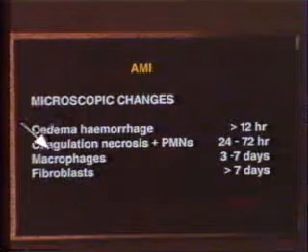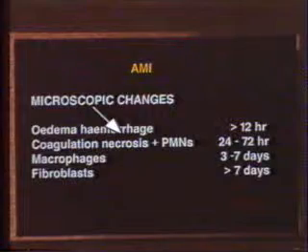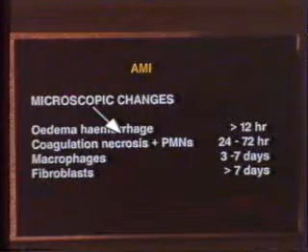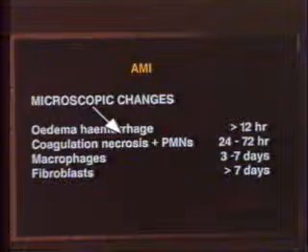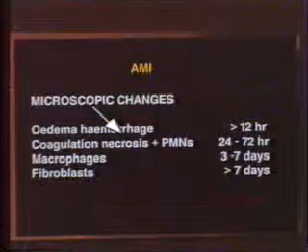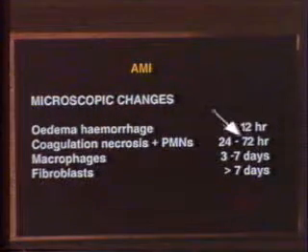And in association with the coagulative necrosis, you get an acute inflammatory infiltrate of polymorphonuclear leukocytes. So that is a very important feature we look for as one of the earliest signs of infarction, of irreversible death of the myocytes themselves. So it occurs 24 to 72 hours.